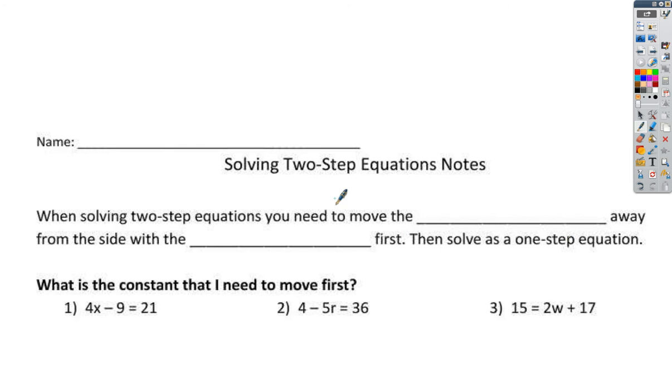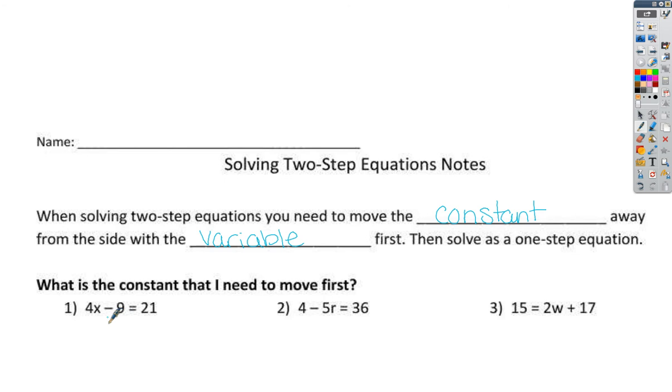So we need to move the constant away from the side with the variable. So if we have these equations down here, we need to find the side with the variable. So the 4x minus 9 is our side with the variable. And we need to find the constant in here.